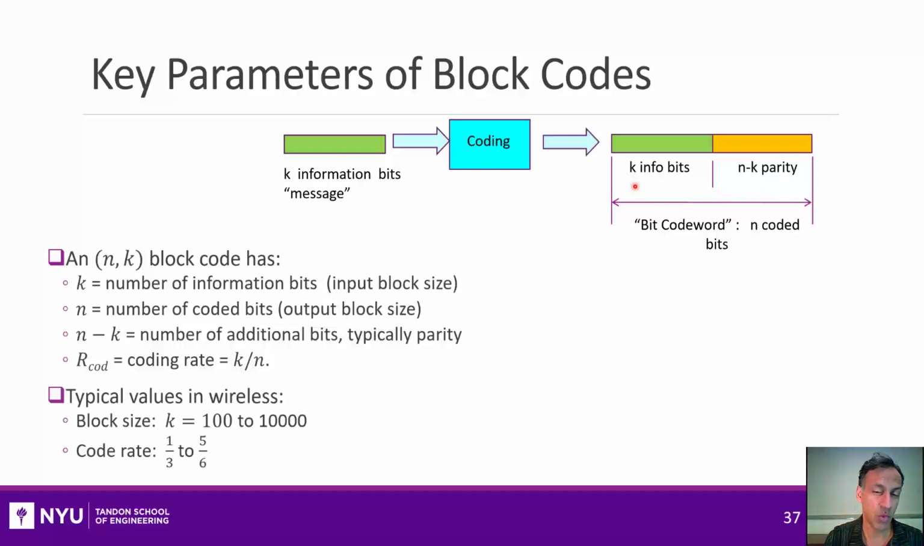Typical values for code block sizes in wireless systems can actually go smaller than this, but are often around 100 bits and usually up to about maybe 10,000 bits. After that, there's not that much benefit. You get pretty good performance at 10,000. Code rates go from about 1/3 to about 5/6. Sometimes you're outside of that range too, but those are typical numbers that you'll see. And we'll actually build some codes pretty quickly.